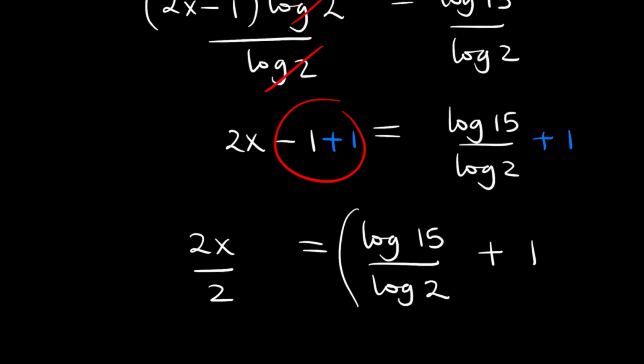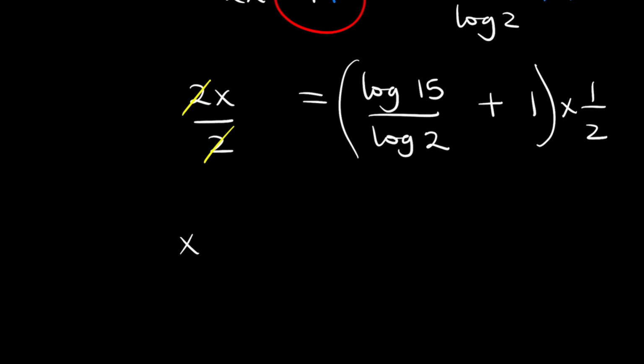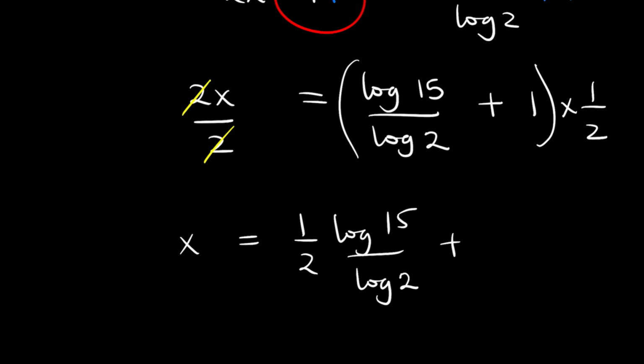So I'll put this in brackets and say times 1 over 2. And this takes care of this. So we are left with x is equal to 1 over 2. If I open up the bracket, log 15 divided by log 2, then plus 1 times 1 over 2. This is our final answer for this problem.